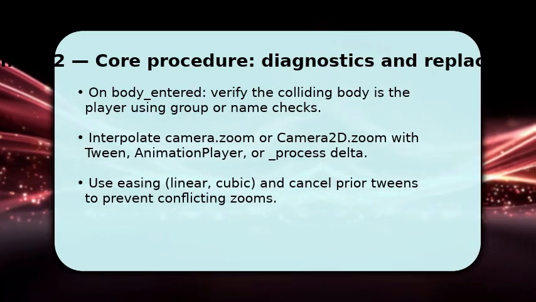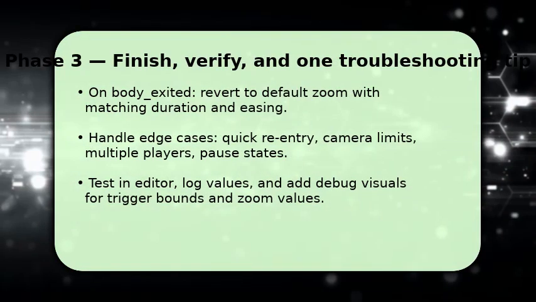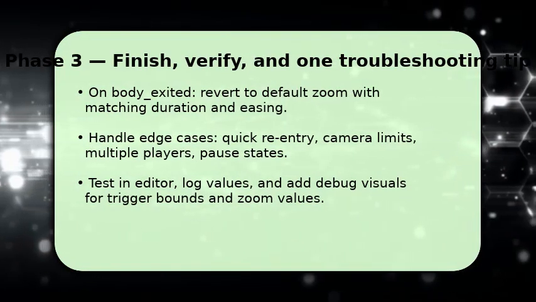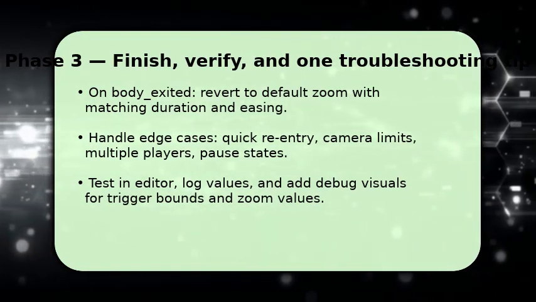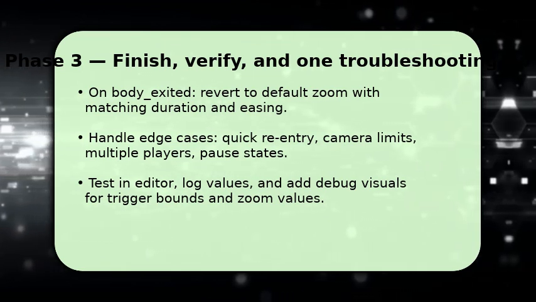This ensures smooth motion, and finish by restoring and hardening the behavior so it's reliable. When body exited occurs, revert the camera to its default zoom using the same easing and duration, and guard against instant flips by checking a cooldown flag.